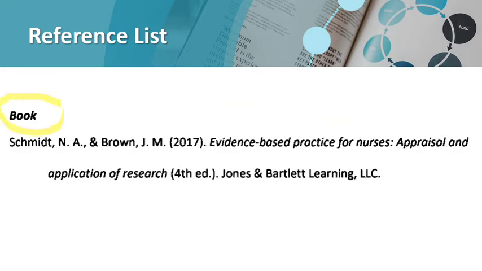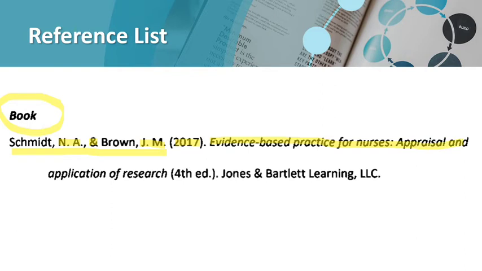For the book reference, here is an example. First, we have here the author's last name and the initials. Take note, use only initials for their first name. And if there are two authors, use the ampersand in between. And then followed by the year published, followed by the title of the book.